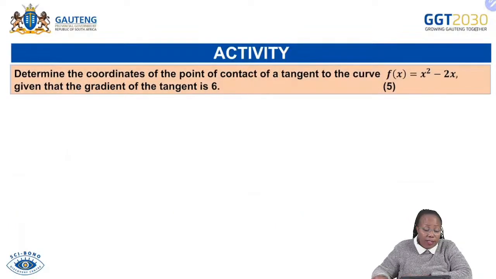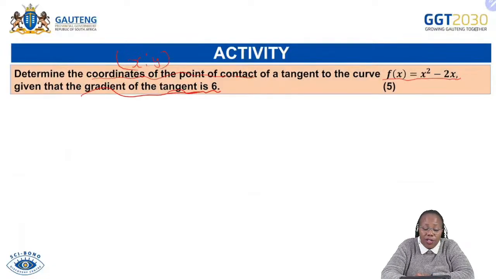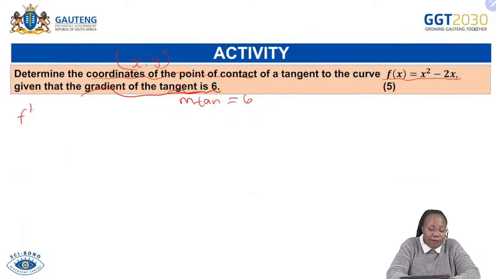And then last activity: determine the coordinates of the point of contact now. Coordinates of the point of contact, you are looking for x and y, of a tangent to the curve. This is the curve given to us. The gradient of the tangent being 6, then m of the tangent is equal to 6. Okay, we need x and y. We are given a gradient, then we start by deriving f at x because we are given a gradient.